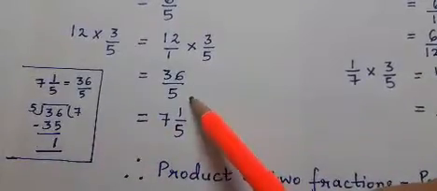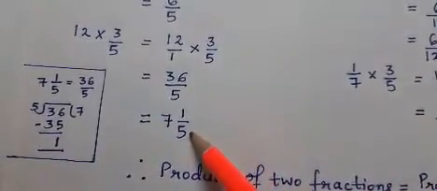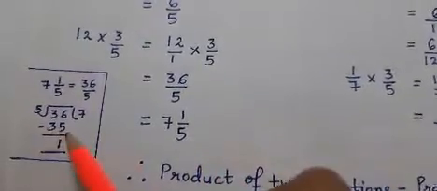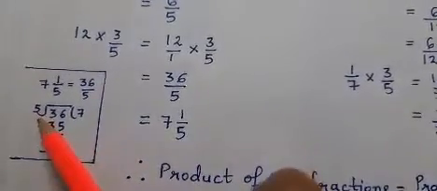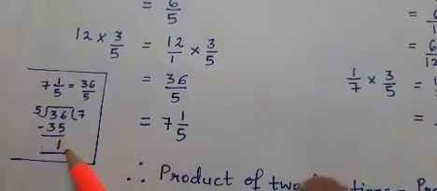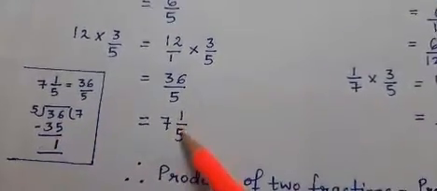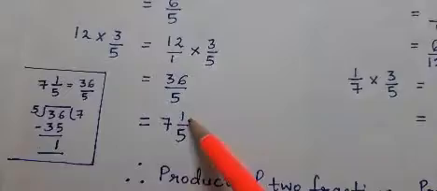Now to convert 36 upon 5 into 7 whole 1 upon 5, that is a mixed fraction, you have to use the method of division. So 5, 7 times is 35 and 1 is the remainder over the denominator 5. So we get the final answer as 7 whole 1 upon 5.